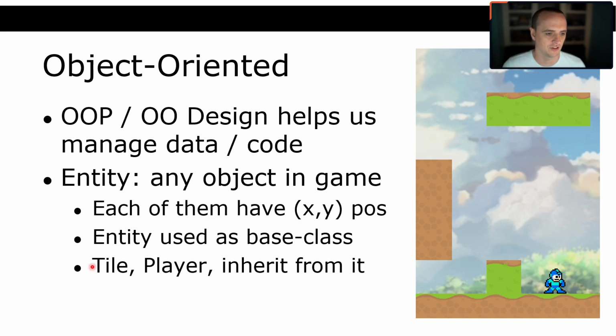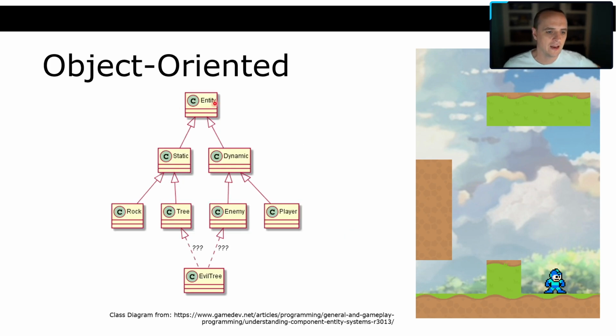So for example, a tile may have a sprite associated with it. A player may have an input associated with it, etc. So what we end up with is this hierarchy of classes, where at the top we have a base class entity, and then let's say, for example, we wanted, for optimization purposes, to differentiate between static entities, such as trees and rocks, and dynamic entities, such as enemies or the player.